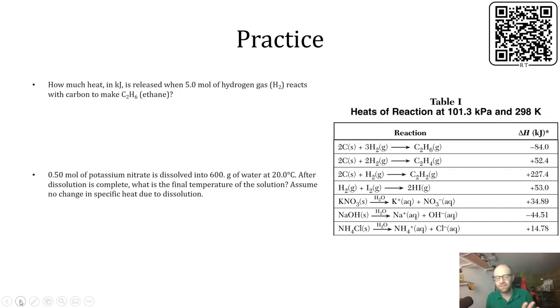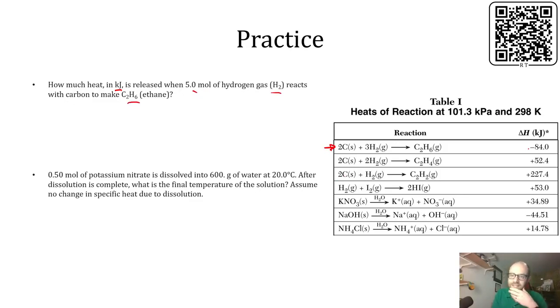That'll be a nice foundation for you to work on. For the first problem, that was that example we just saw. So how much heat in kilojoules? We're going to react 5 moles of hydrogen to create ethane. So I want to look at my reference list here. I want to find the appropriate reaction.